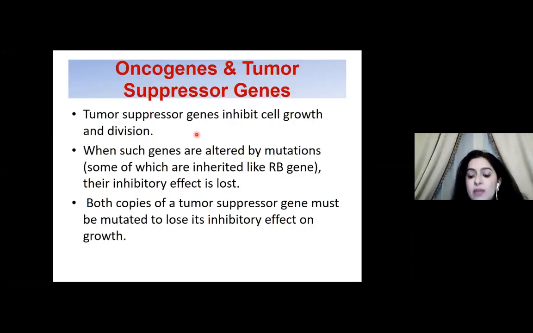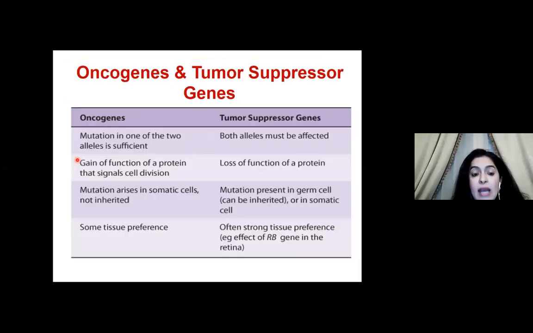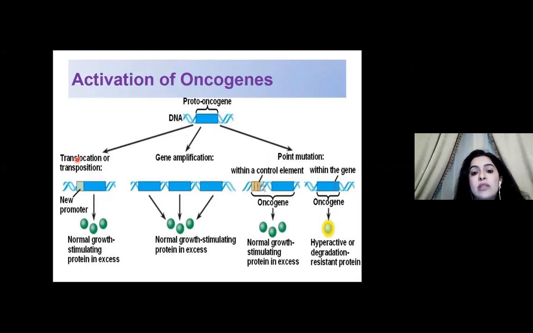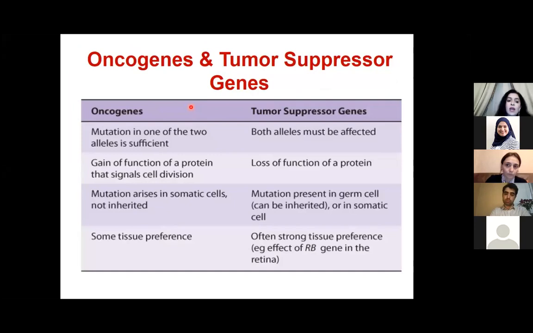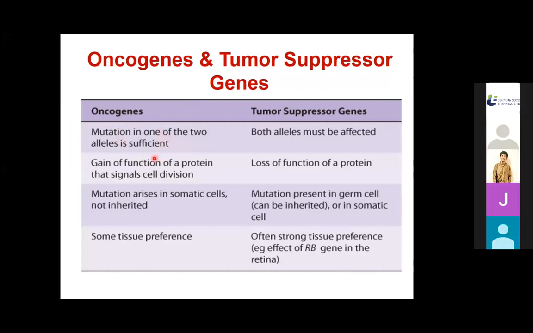What about tumor suppressors? Tumor suppressors normally inhibit cell growth and cell division. But before we move to tumor suppressor genes, let's give some examples about these oncogenes. We just mentioned the activation of oncogene. Let's say some criteria first: for oncogenes, mutation of one of the two alleles is sufficient to produce oncogenesis or to cause carcinogenesis. So normally we have two alleles of every gene. Mutation in one of them is enough to initiate carcinogenesis.